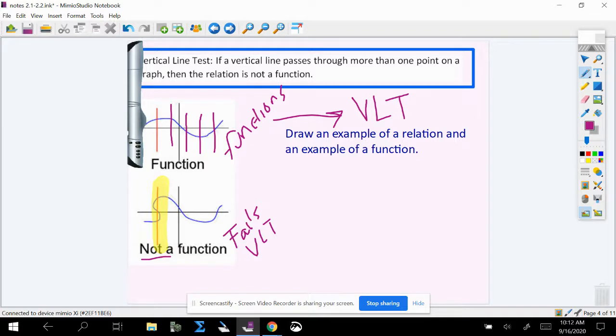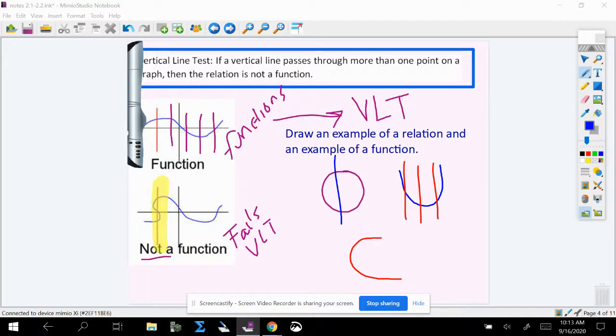Some examples: if you think of a circle, and I ask, is a circle a function? A circle is not a function because I can draw a vertical line and touch that circle twice. If you think about a parabola, one of the shapes you have used a lot, a parabola is a function because anywhere I draw a vertical line, it would only touch it once. If you look at something that looks like a parabola turned on its side, it's not technically a parabola, but that's what people think of it as. This one is not a function because if I draw a vertical line, it touches it twice.